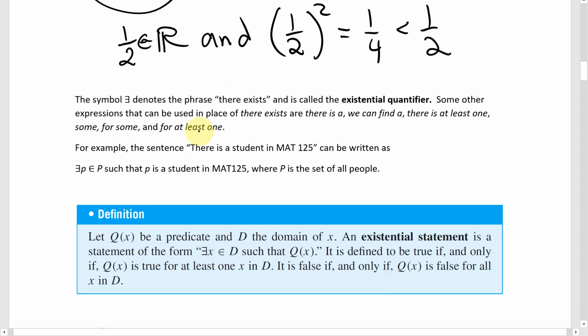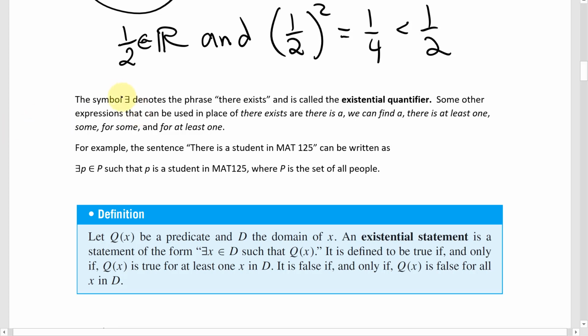Okay, moving on. The symbol that is here is called the existential quantifier. It looks like a backwards E, and denotes the phrase in English, there exists, or some, is another way to say it, or at least one. Usually we'll just read there exists because that's maybe habit or convenient. But logically, there are other ways to say it.